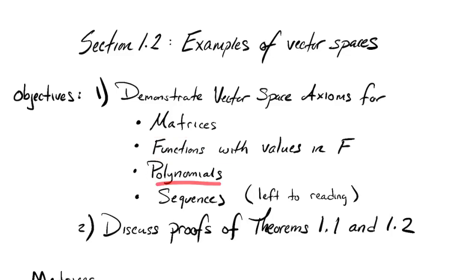We'll talk specifically about polynomial functions. Another important example in this section of the book is sequences, but I'm going to leave that one to your reading. Also, two results, theorems 1.1 and 1.2, are in this section. We will discuss methods of how to prove those things as we get going in our course.